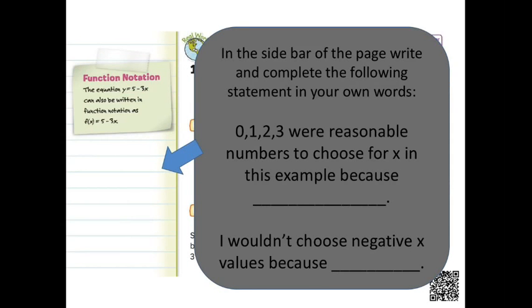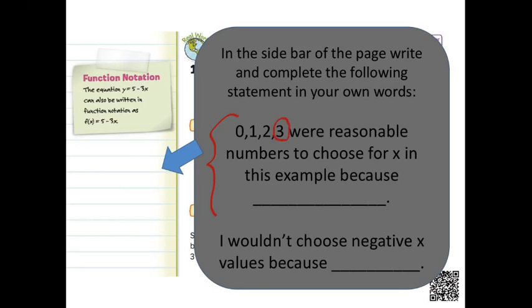Okay, so now's the point where I want you to answer a couple questions based on what I talked about with that example. So in the sidebar, I want you to write and complete the following statement in your own words. 0, 1, 2, 3 were reasonable numbers to choose for x in this example because.